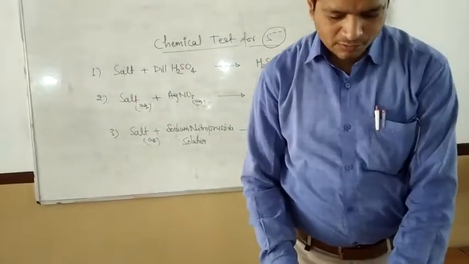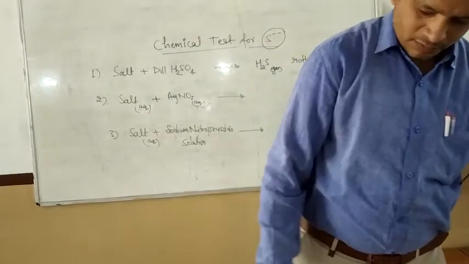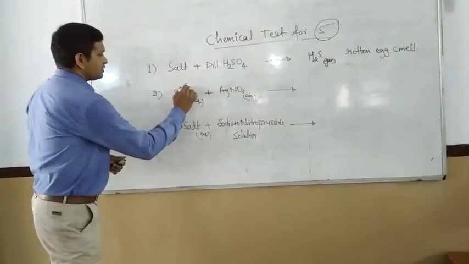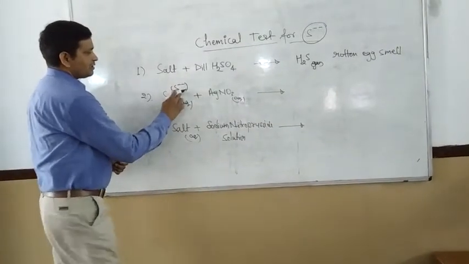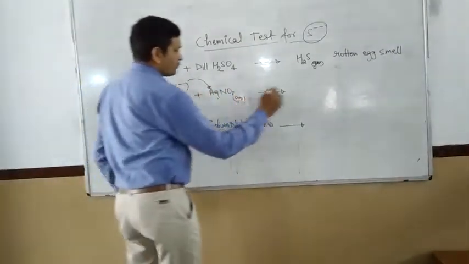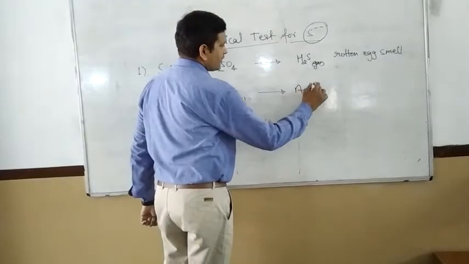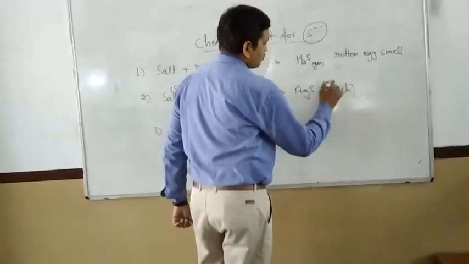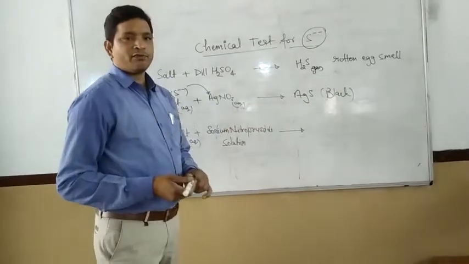So in the aqueous solution of the salt, this is the sulfide ion, and this sulfide ion reacts with silver ion to form what? Silver sulfide, which is a black precipitate. So a black precipitate of silver sulfide will be formed. Okay.